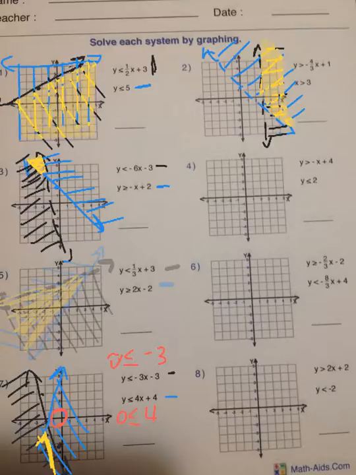We'll let you go ahead and look at 4, 6, and 8. Remember, these y is going to be a horizontal line and x will be a vertical line.